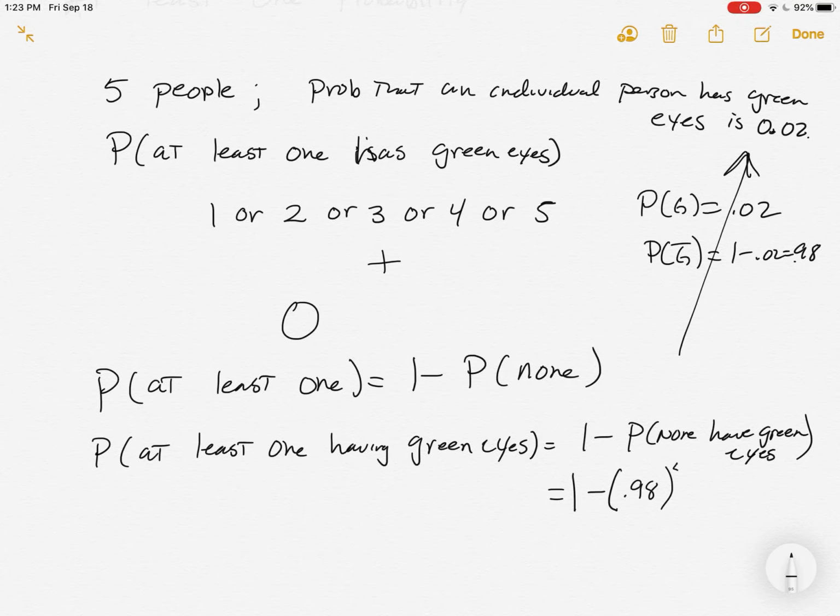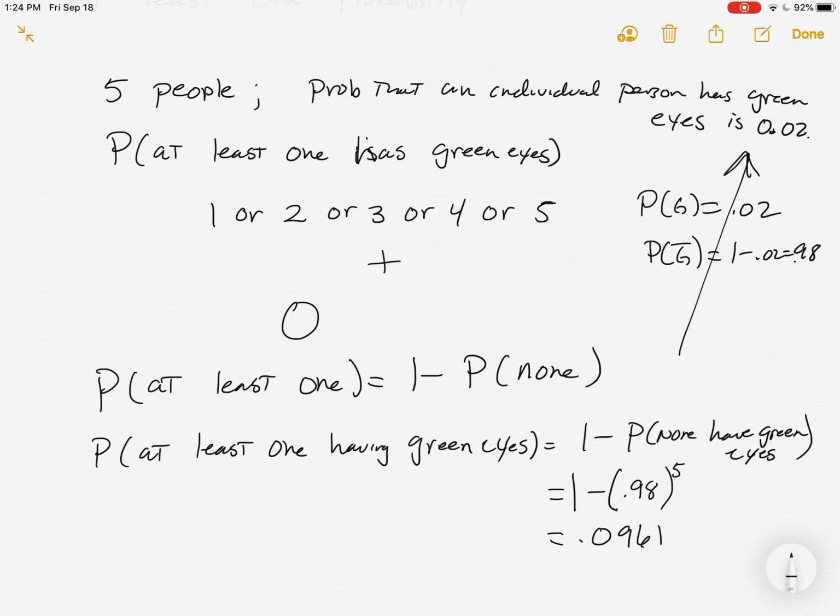And the probability that the second one doesn't have green eyes is also 0.98. The probability would not change, and that would happen all 5 times. And so all we have to do is grab a calculator and type in 1 minus 0.98 to the 5th. And I didn't hit minus, I hit plus. I was like, what is that? And you get a 0.0961 probability.